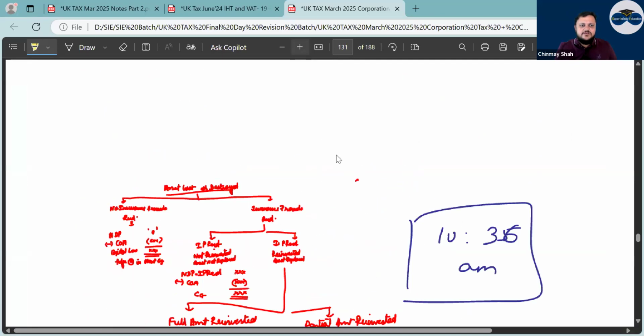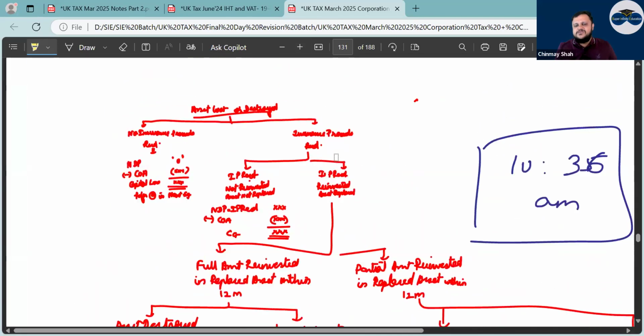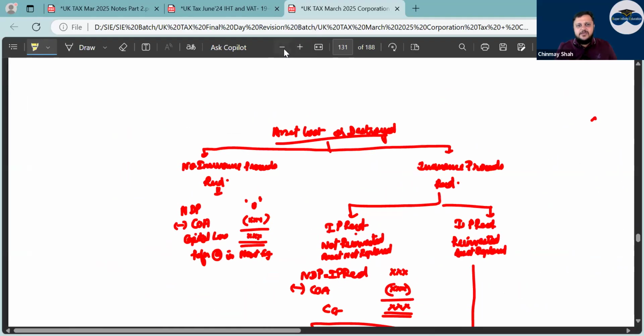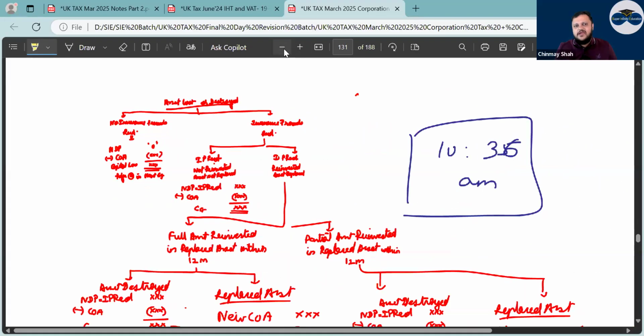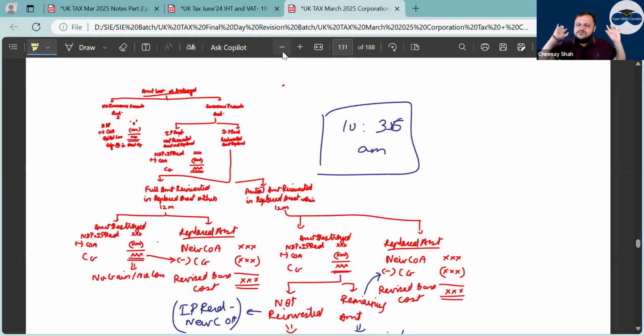Asset lost or destroyed. If an asset is lost or destroyed, there is a chance that you would not have insured the asset. If you have not insured the asset or if you have insured the asset, there are two options, correct? If you have not insured the asset and you have lost the asset, destroyed, gone, painting burned down, then you bought it for 5,000. You receive zero, nothing, because no insurance was received. So the selling price will be zero.